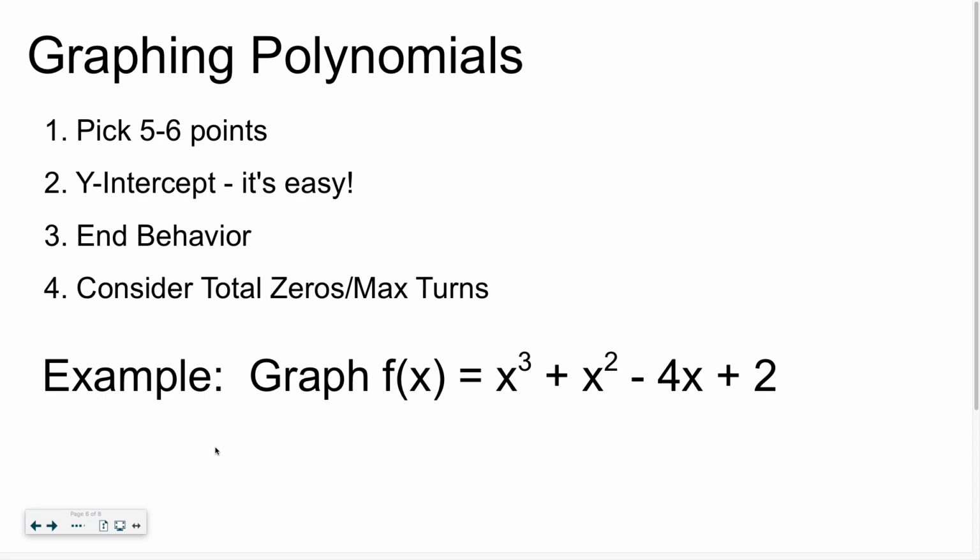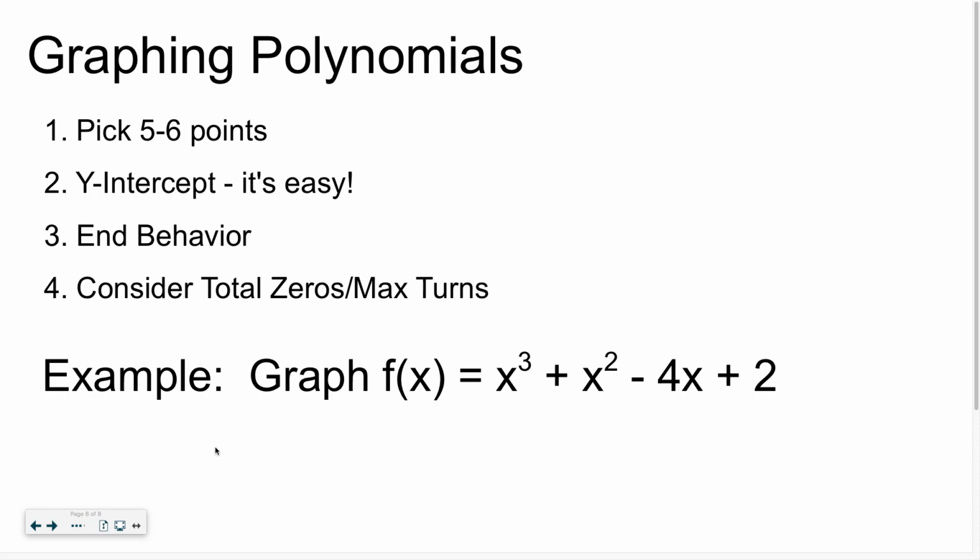Included in that 5 to 6 points, you can always do your y-intercept. It's super easy, right? What's the y-intercept equal to? The constant. So that's an easy point always to plot. So later on in the chapter, when I take away step 1, I'm going to leave step 2 in there. You should always put your y-intercept on your graph. It's so easy. It's an extra point.